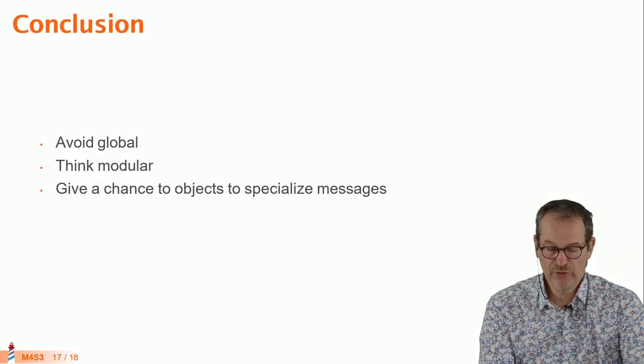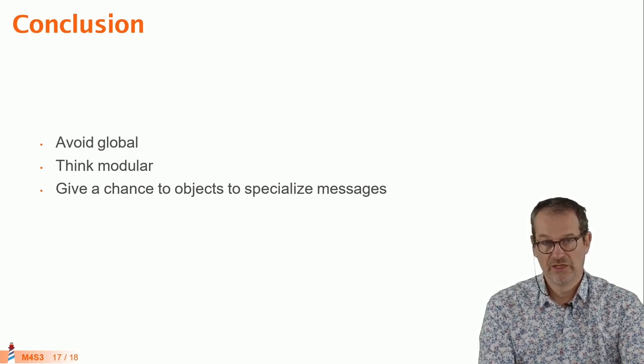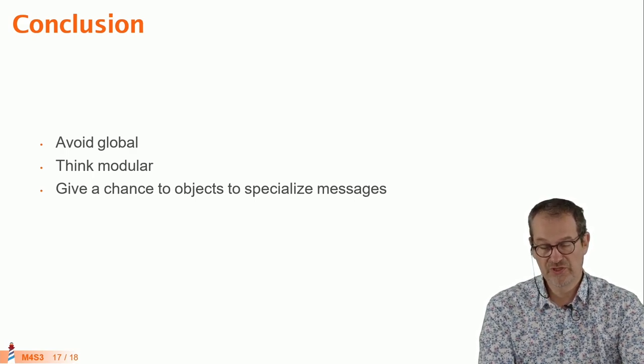So as a conclusion, yes, try to avoid using global. And this is really important in object-oriented design to think modular. Give a chance also to objects to specialize messages, because like that, you have a handle on variation. And everybody can decide, every object can decide how to react to a specific message.